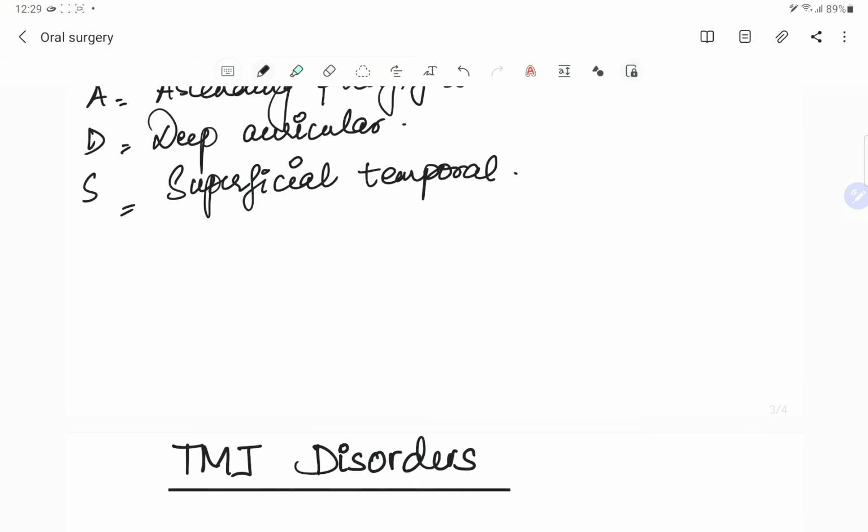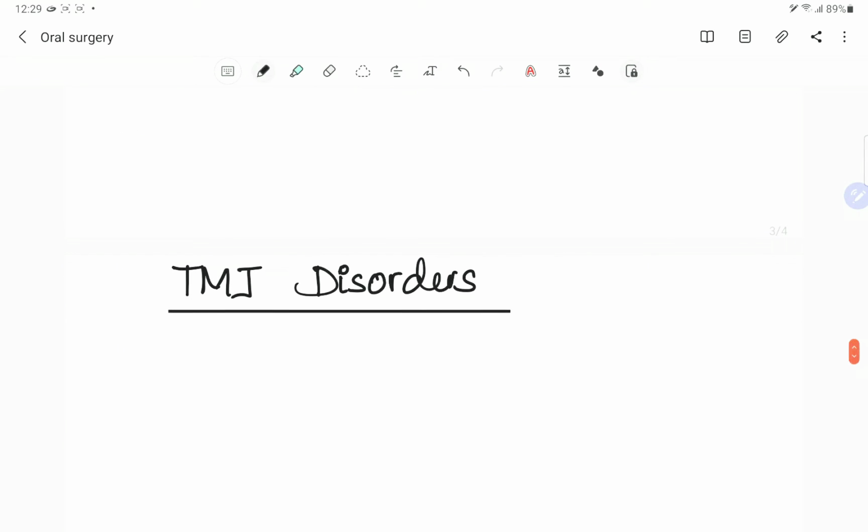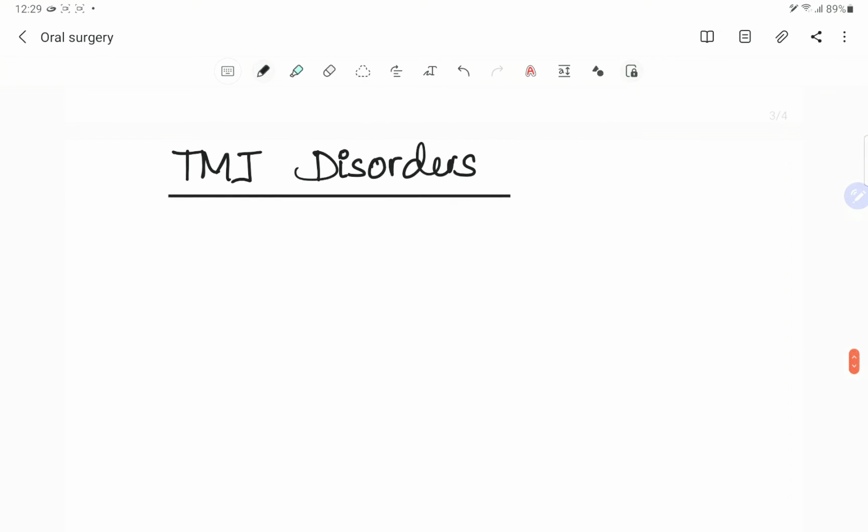So, these muscles of mastication are involved with the temporomandibular joint, and we know that the condyle translates along the articular eminence. Translation is when there is movement beyond 20 to 25 millimeters. Up to 20 to 25 there is rotation of the condyle, rotatory movement happens, and beyond that the condyle translates along the articular eminence. So, we will be covering the temporomandibular joint disorders in today's lecture.